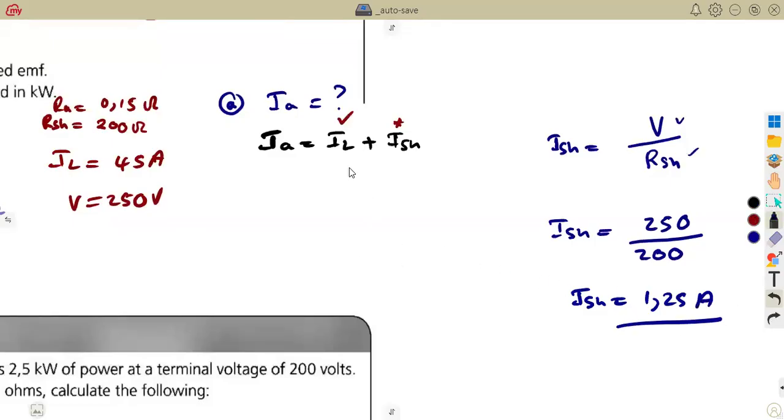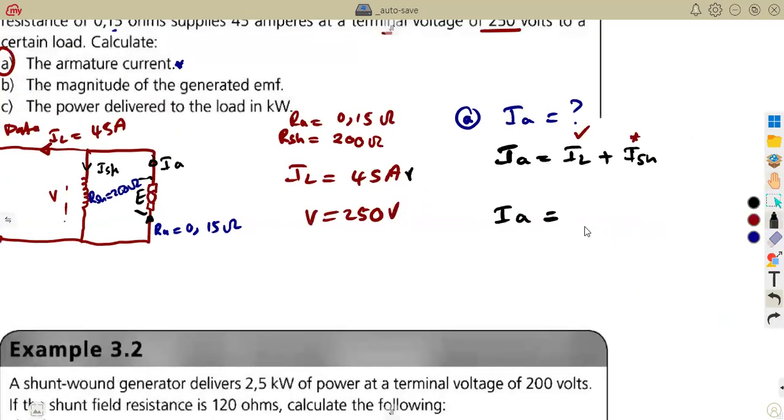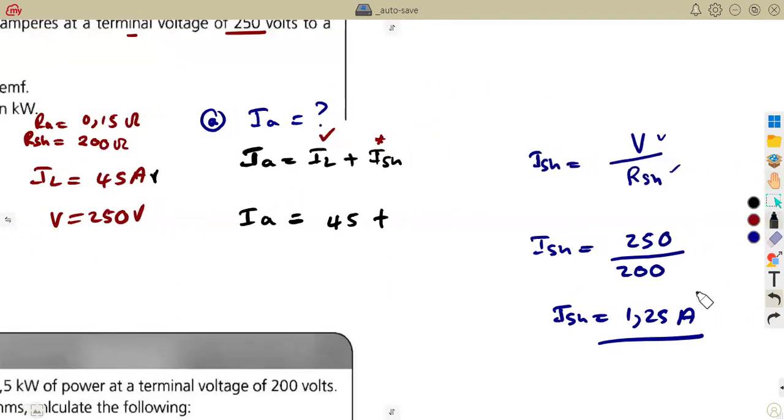Combined together with that load current, armature current can now be obtained. Remember your load current you are given, that is 45 amps, plus the shunt field current that we just calculated. So with these, we're going to obtain your armature current, and that was going to be 46.25 amps.